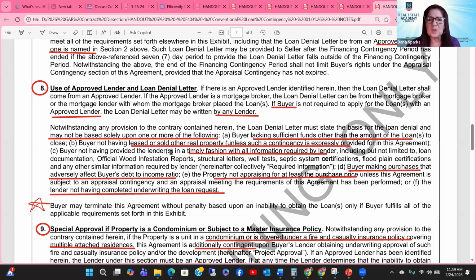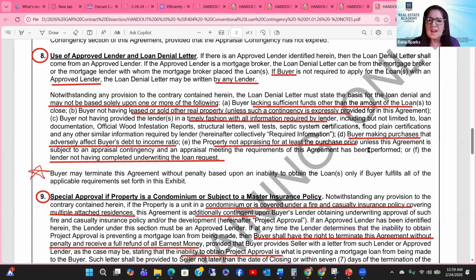They haven't sold or leased real property, unless that contingency was part of this contract. They did not, in a timely fashion, provide the lender with all information required. They made purchases that adversely affected their debt to income ratio. They went out to Rooms To Go and did same as cash. Well, guess what? It still hits their credit report. Their credit scores are no longer in line. They'll get denied the loan. They'll terminate the contract and they'll lose their earnest money if that's the sole reason on the loan denial letter.